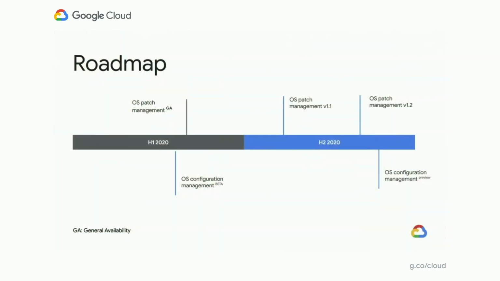Great. So let's take a look at the roadmap that we have. So OS patch management is now in GA. We are going to support more environments, like on-premises or other clouds, in a future release. And for config management, we are now in beta. So currently it is an API-only service, and we will be adding a new user interface in a future release. So you can use both patch management and configuration management services now with no cost until December 31st this year.